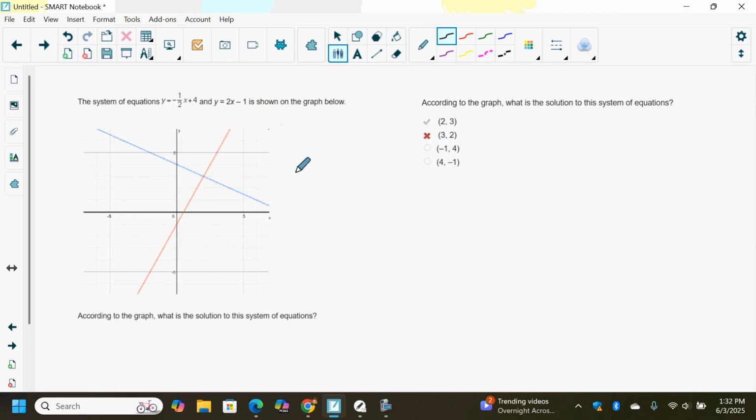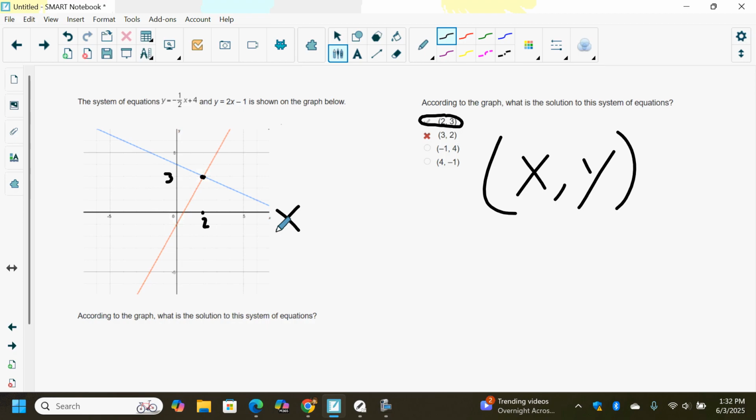Okay, so it says, according to the graph, what is the solution to this given system? So this is right here. And what you did on this problem is you flipped the ordered pair. So x, which is 2, and y is 3, so it should have been 2, 3. You just flipped them around. You did y, x instead of x, y. It should always be x, y. And this is always x. This is always y.